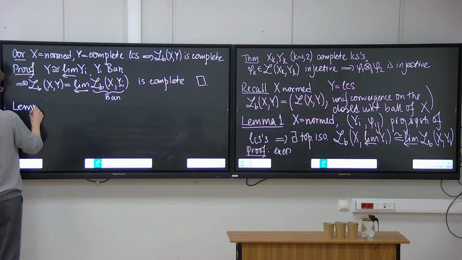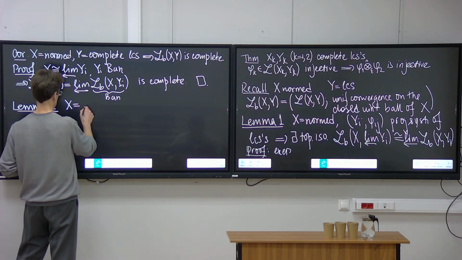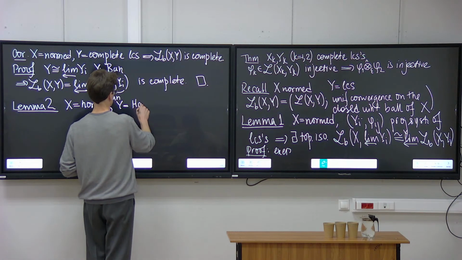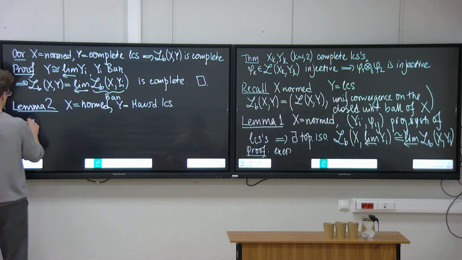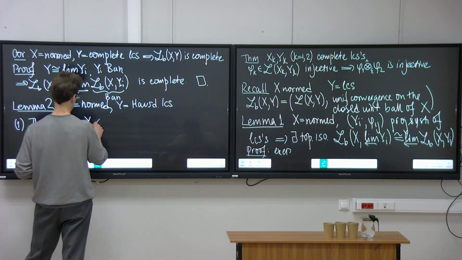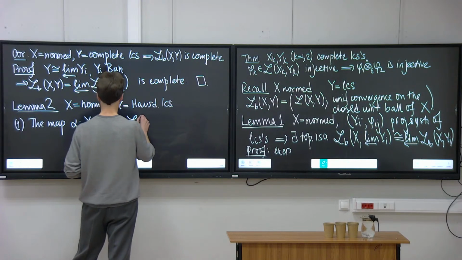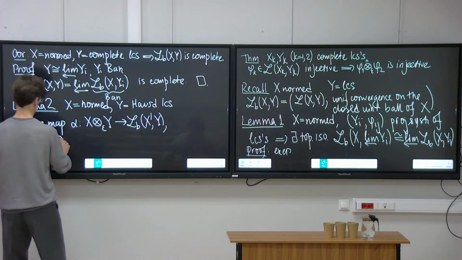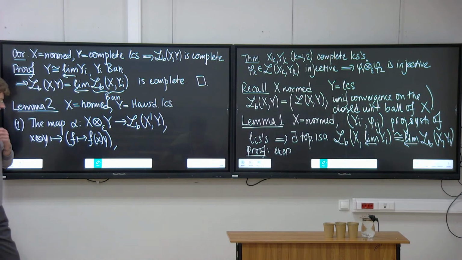Number two extends our earlier result about seminormed spaces. If X is a normed space and Y is a Hausdorff locally convex space, then the following map, this is our map alpha, which was discussed before in the case of seminormed spaces, acts from the injective tensor product of X and Y to L_B(X', Y) by the following rule. So this map is topologically injective.